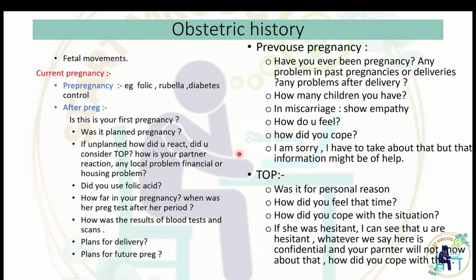If the patient mentioned that she has had a termination, first ask her if she wants to talk about the termination. Was it a personal reason? And how did she feel and cope at the time? Sometimes the role player will show some cues that she's hesitant to discuss the previous termination. So she may want to hide from her current partner that she has ever had any termination in her life. Now you have to reassure her about the confidentiality.